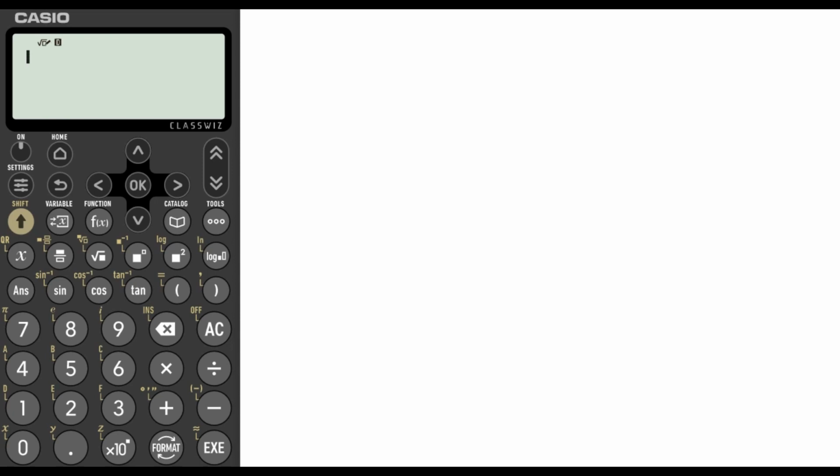So let's see this in action. Suppose we want to work out the sine of 30 degrees. We have the sine of 30, which is equal to 1/2.